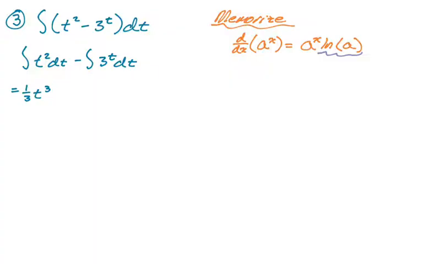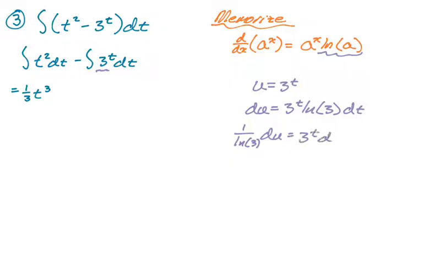Now I need to do this other integral, right? So I'm going to let u equal the entire exponential. I'm going to let u equal 3 to the t. Anytime you're integrating an exponential, let u equal the entire exponential. Then, because I know the derivative of 3 to the t, I can say du is 3 to the t natural log of 3 dt. From here, I'm going to say 1 over the natural log of 3 du is 3 to the t dt.